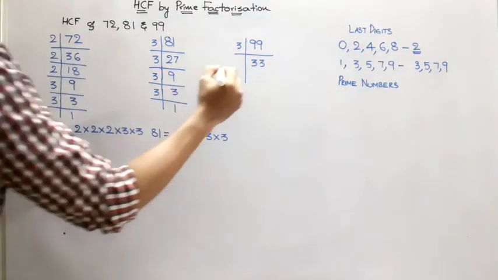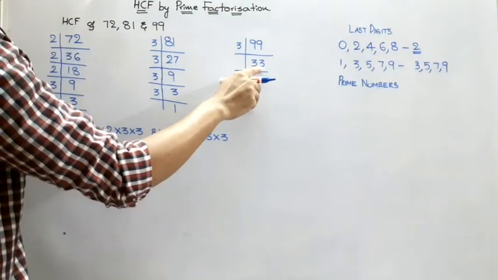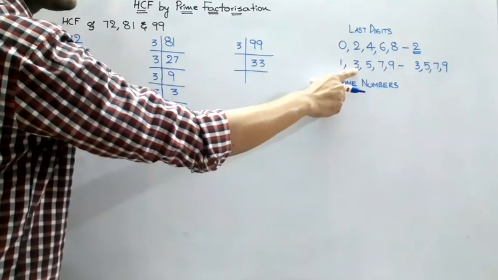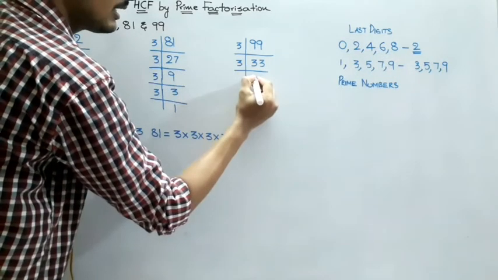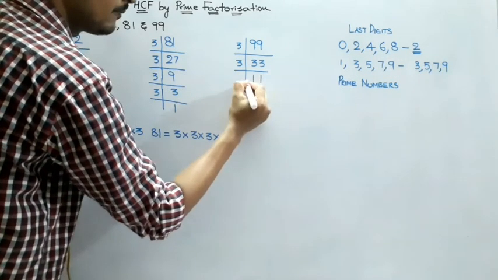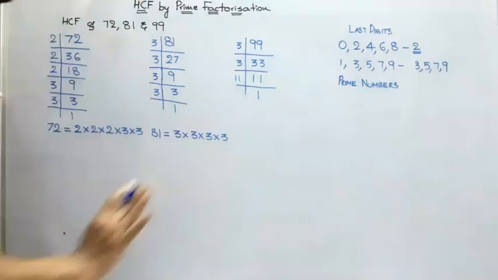are 99 and 33 last digit is 3 comes under second group. First we have to check with 3 table. 3 how many times is 33? 11 times. And lastly we have 11 1s are 11.